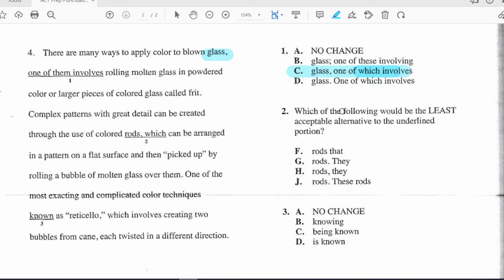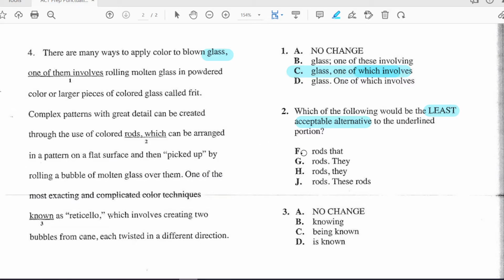So let's look at number 2 just because it is a super fun one because it's the least acceptable alternative. So we're looking for one that's super wrong. So complex patterns with great detail, can be created through the use of colored rods, which can be arranged in a pattern on a flat surface and then picked up by rolling a bubble of molten glass over them. So we already know that that's correct. We're looking for the least acceptable alternative.